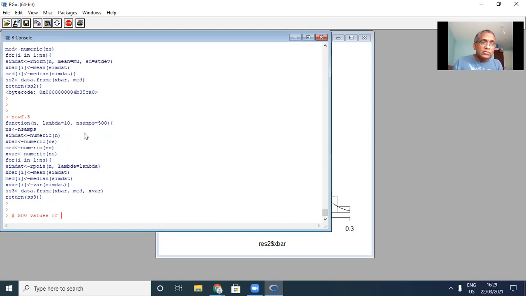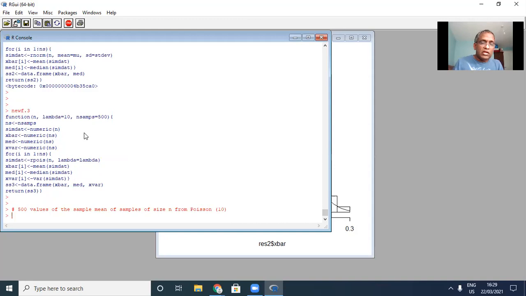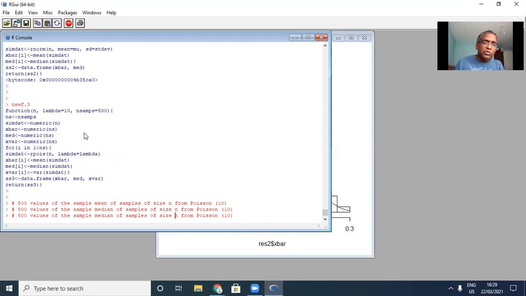of the sample mean of samples of size n from Poisson with parameter 10. And it also computes, let me repeat this, 500 values of the sample median of samples of size n from Poisson. And finally, it also computes 500 values of the sample variance.